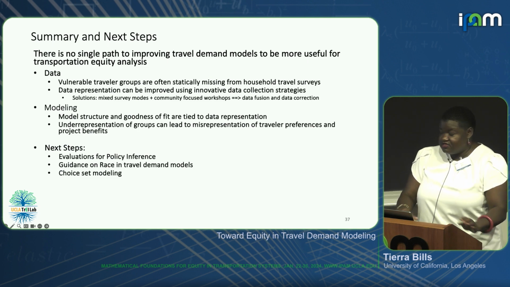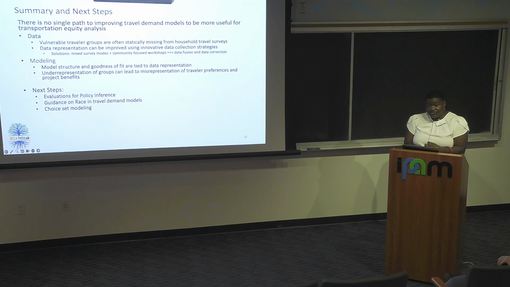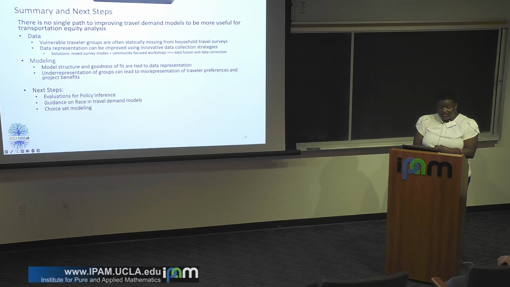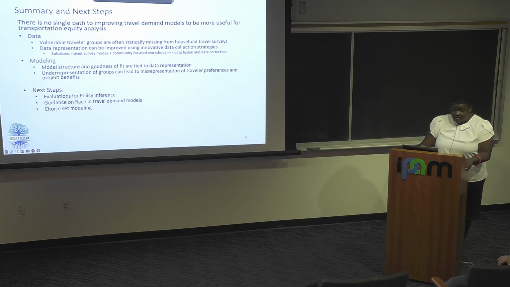Something about next steps. So I have a lot of next steps. This is ongoing work for me, but one of the things that we're interested in is trying to understand the impacts or the potential for different policy inferences. So will we actually arrive at different decisions if we have better data and if we have better model structures?